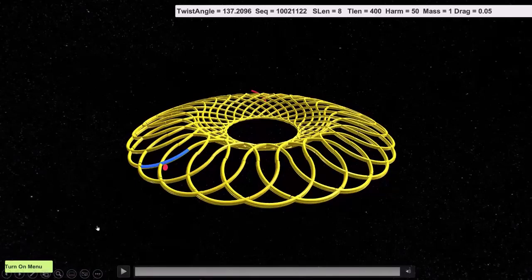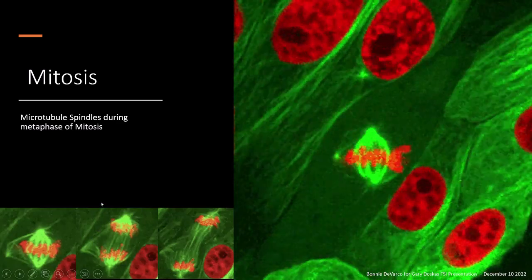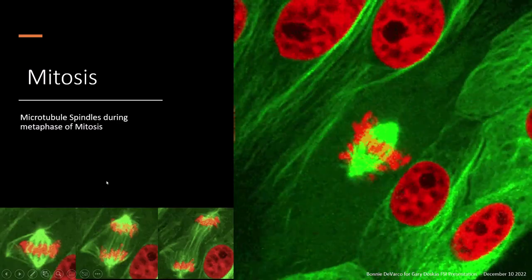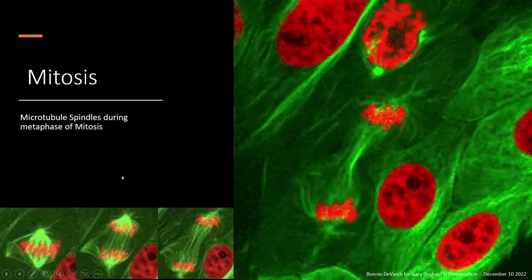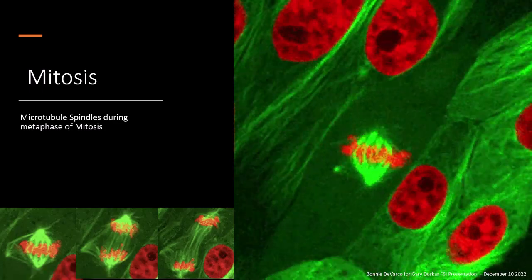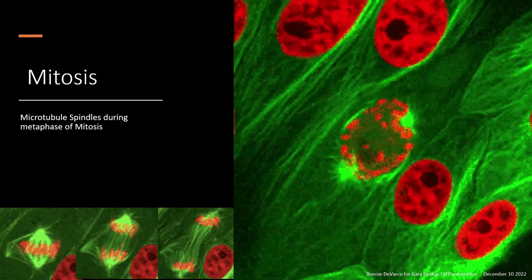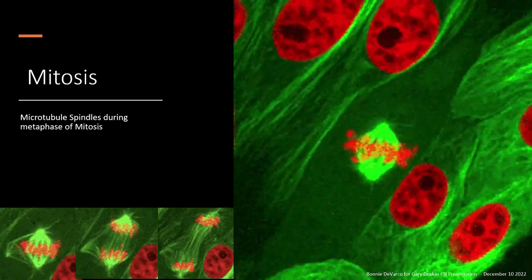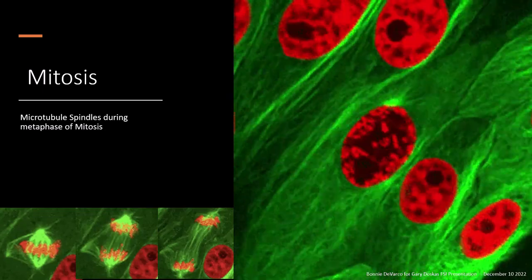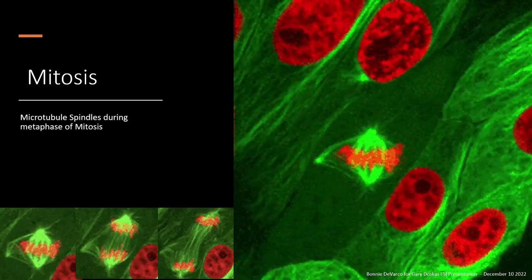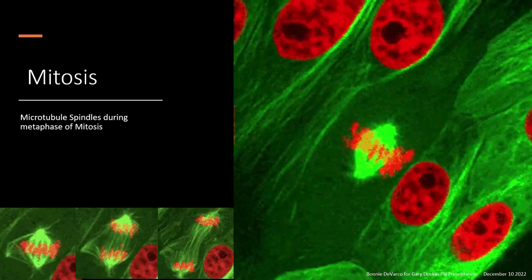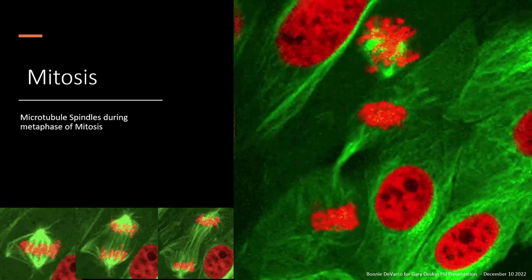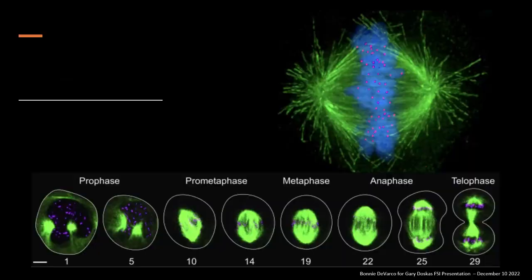So now I'll jump into another class of structures. This is mitosis, the cell division process, with these microtubular spindles that happen during the metaphase of mitosis. You'll notice a separation here that some of the other videos may have similar characteristics. Here are some of the various stages, and particularly towards the end here, you'll see some of the structure similar to what you'll be seeing in a following video.